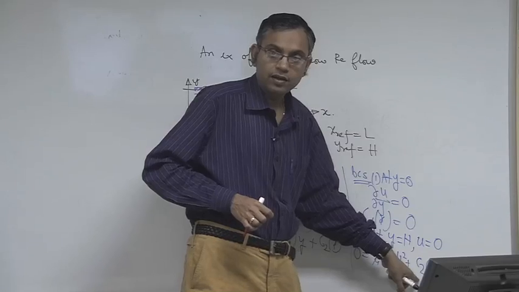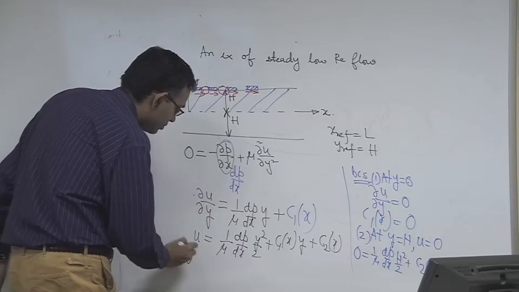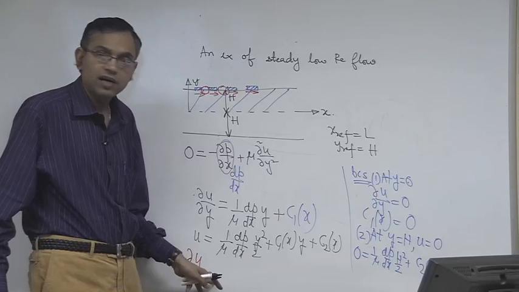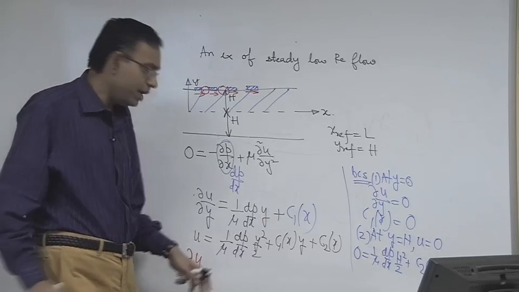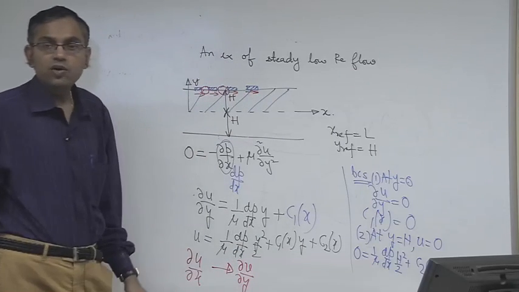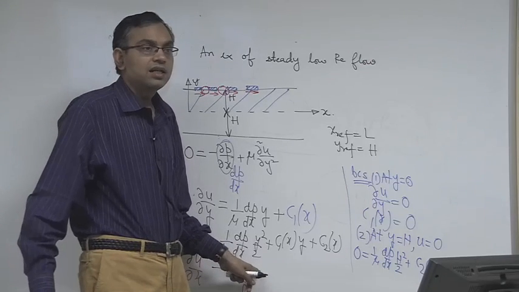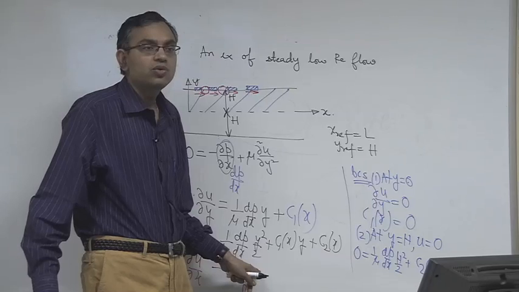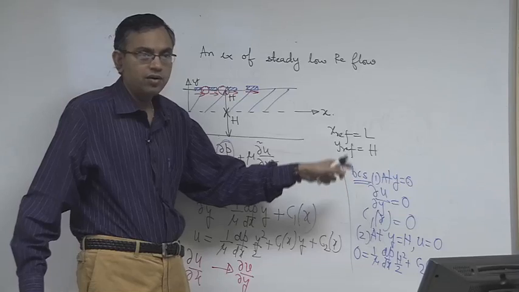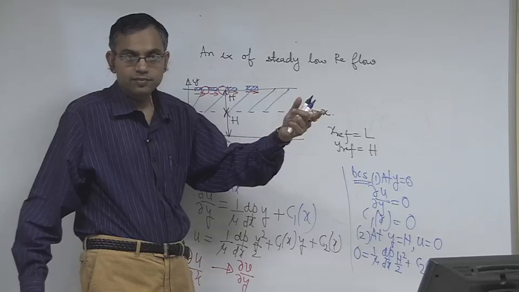Not only that, once you have u as a function of x, you can calculate del u/del x. That means from that you can calculate del v/del y, because del u/del x plus del v/del y is equal to 0. Then you can integrate that with respect to y to get the variation of v. And if C1 or C2 or both are functions of x, then there will be a v as a function of y.